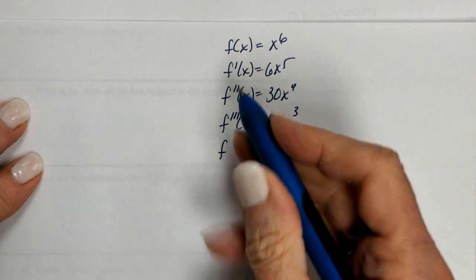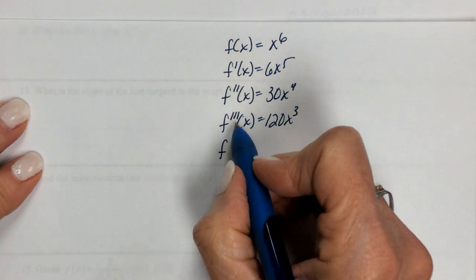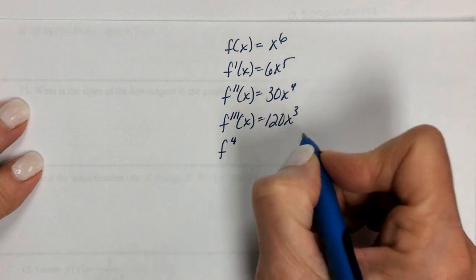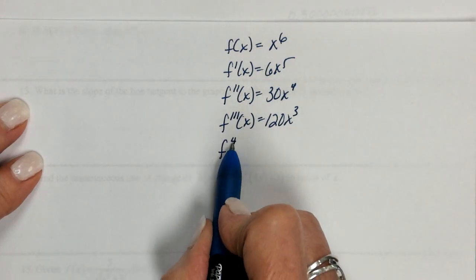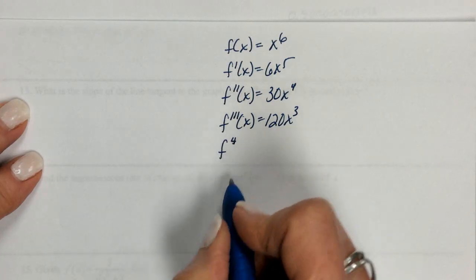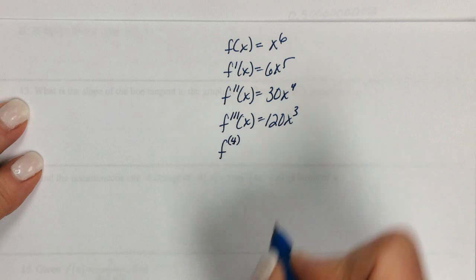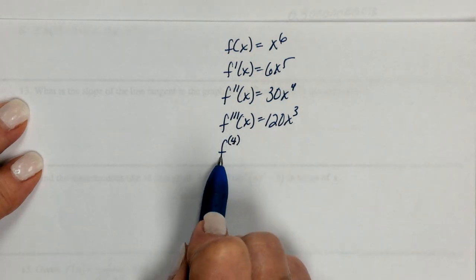Okay, we don't keep on writing hash marks. We don't keep on writing primes. Once we get past the third derivative, it's the fourth derivative. However, if you write it like that, this says f to the 4th power. We don't want f to the 4th power. We want the fourth derivative of f. So we put that in parentheses. That is the notation for the fourth derivative of f.